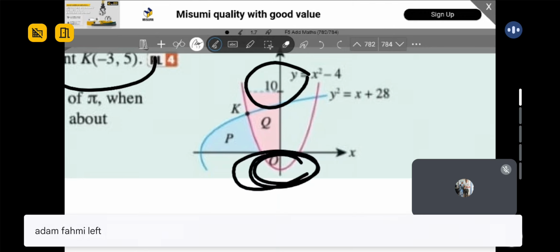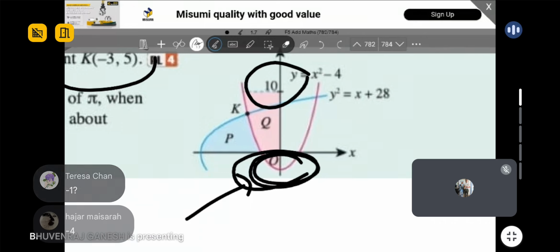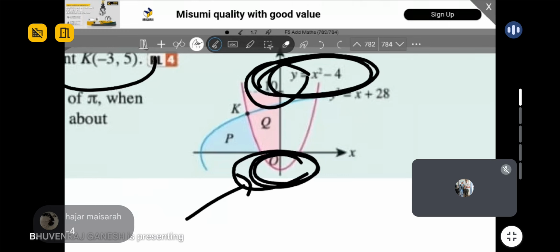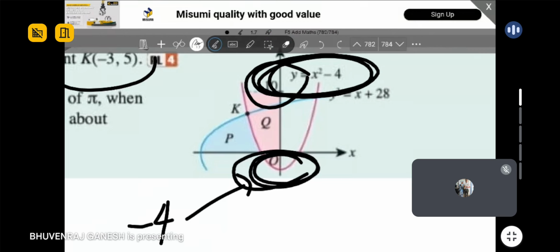What is this value, guys? Can you all tell me? The most bottom part of the curve based on the equation. Apa nilai yang ni? You will get, based on this, eh? No. Not negative one. Yes, guys, it is the y-intercept of the curve. Pintasan y lengkung. So it's negative 4. All right. So means that integrate negative 4 until number 10.